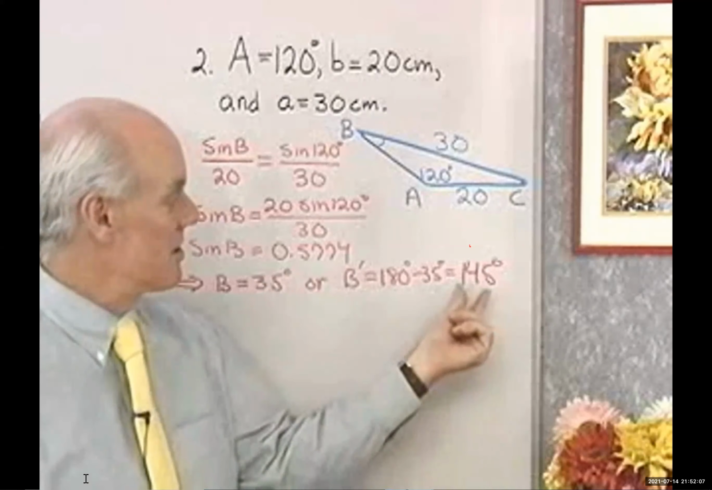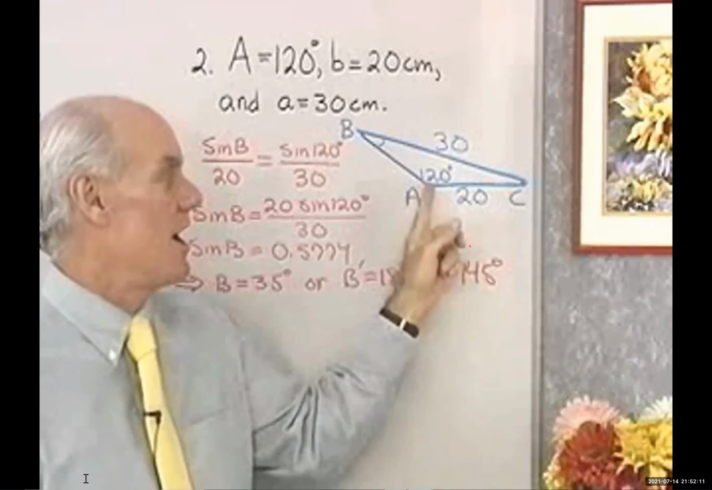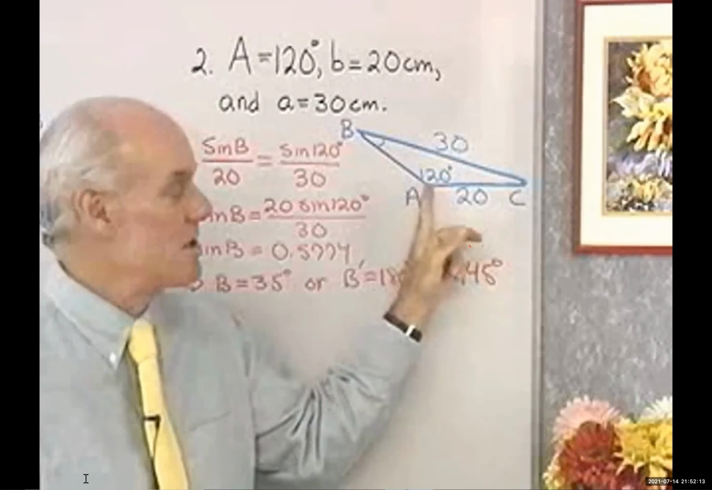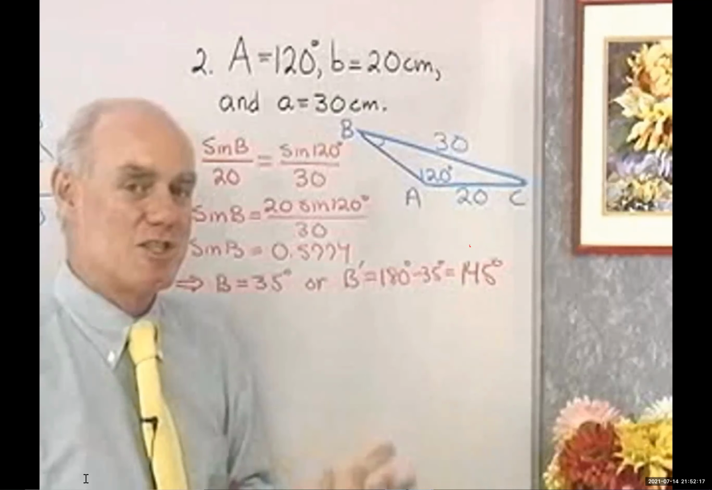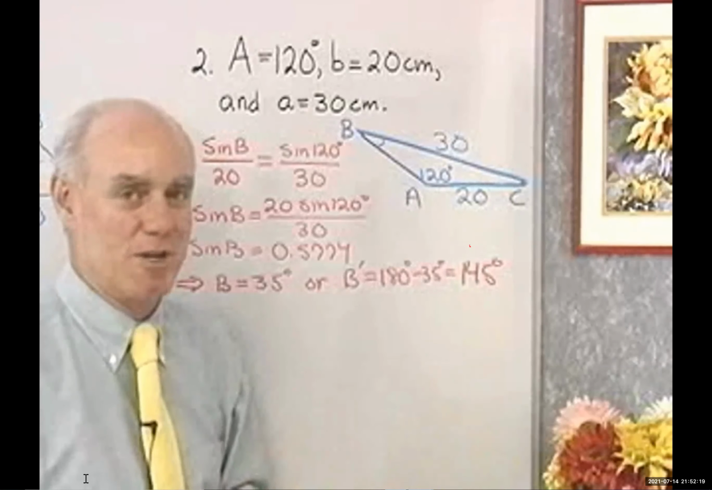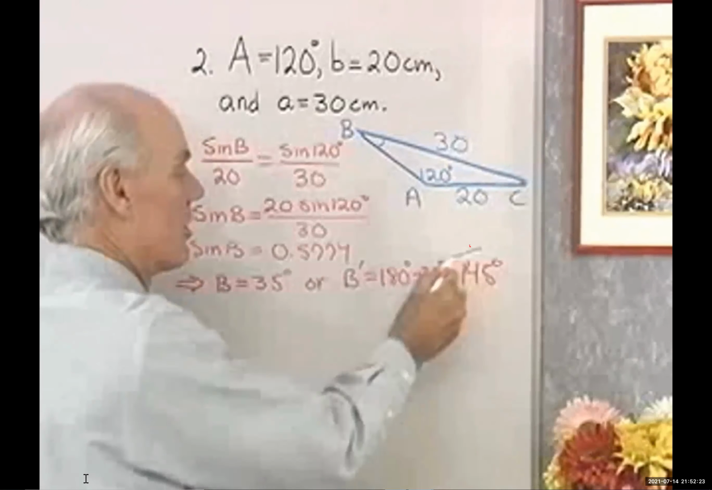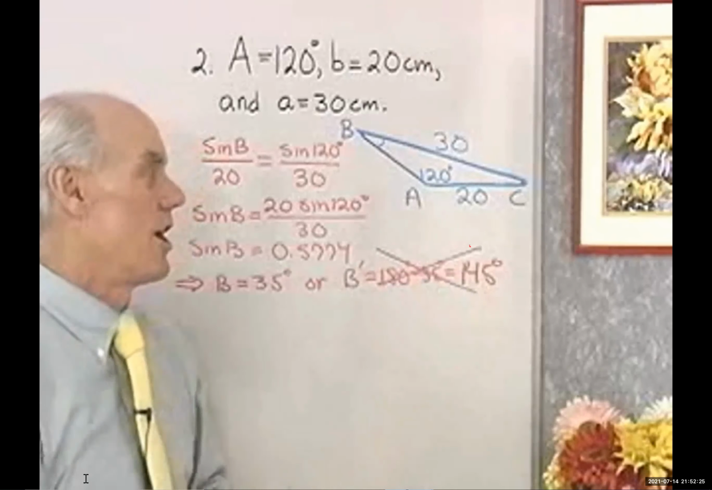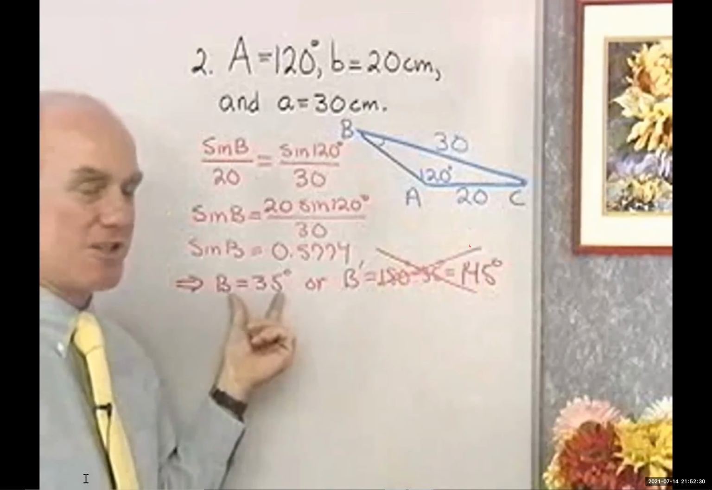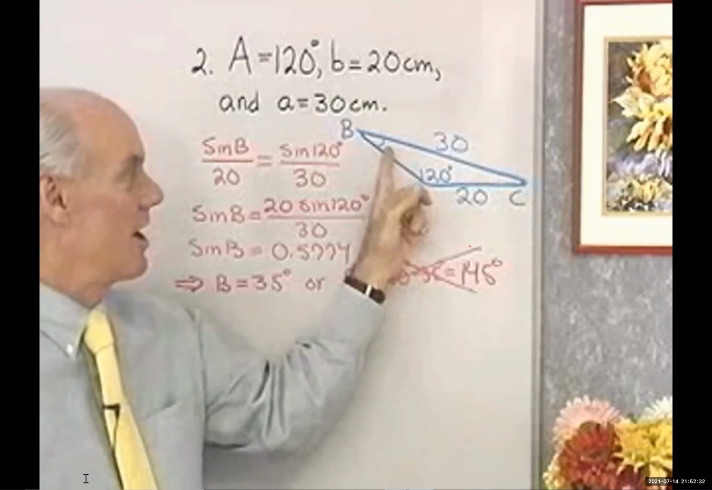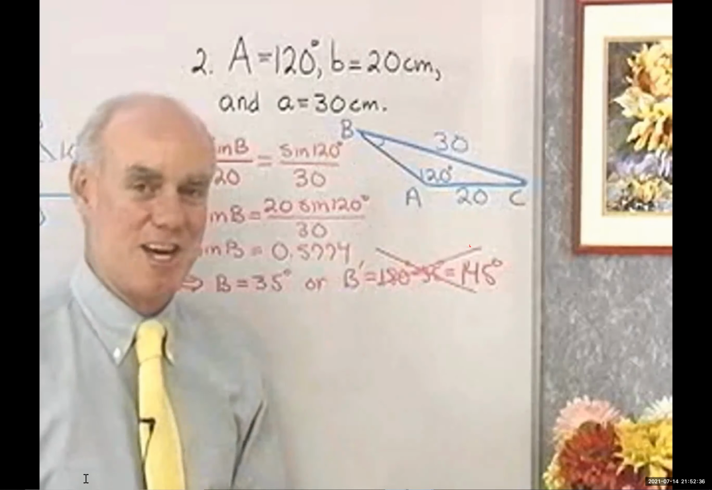Now, in this case, B prime equal 145 degrees doesn't make any sense because I already have an angle of 120 degrees. Another angle of 145 degrees is impossible because their sum would be bigger than 180 degrees. I have to include the possibility to begin with, but then I look and see that it conflicts with what I already know about the triangle. So in this case, I have one triangle that fits this description, and in that triangle, angle B is 35 degrees. So let's look at one more example.